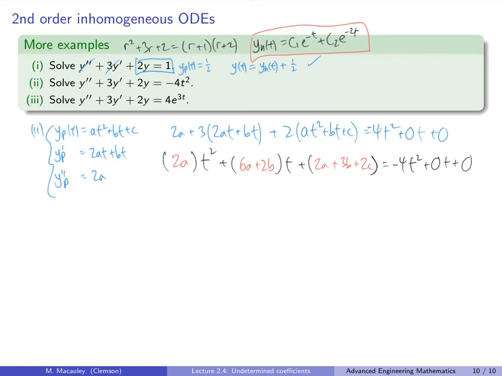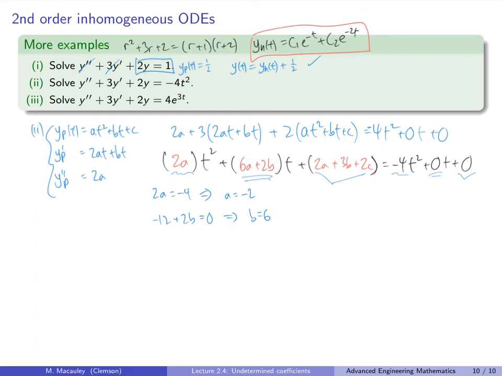So we need to set 2a equal to negative 4, we need to set 6a plus 2b equal to 0, and we need to set this last one equal to 0. So we get a system of equations. I'll do this one by one. 2a equals negative 4, so a equals negative 2. Now let's plug that into the second one. We get 6 times negative 2, that's negative 12, plus 2b equals 0, so b equals 6.